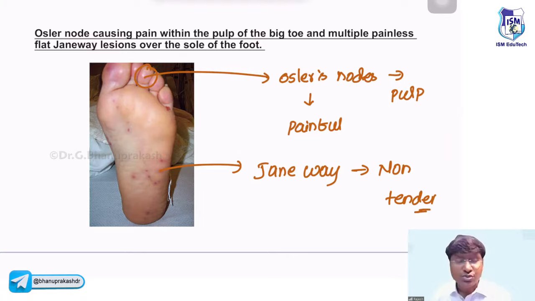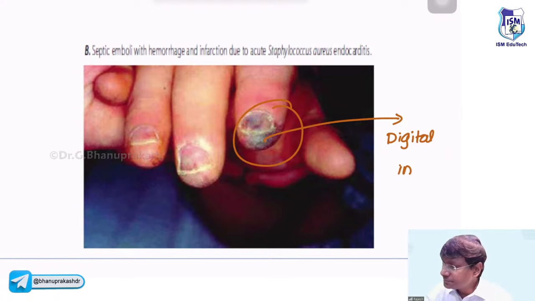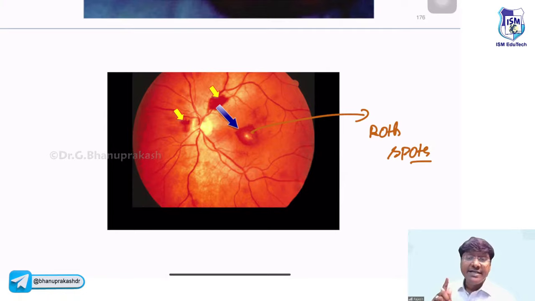Right? And in patients with infective endocarditis, you also have the presence of the digital infarcts. Why do you get these digital infarcts? The emboli will enter into the digital blood vessels and thereby the digits get infarcted. And one more important is the Roth spots. What are these Roth spots in patients with infective endocarditis? They are nothing but retinal hemorrhages.